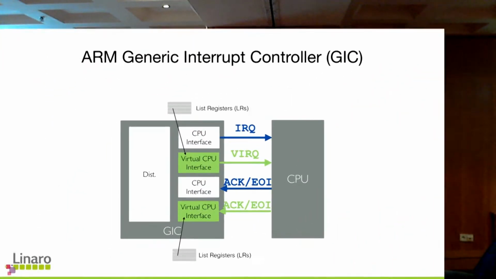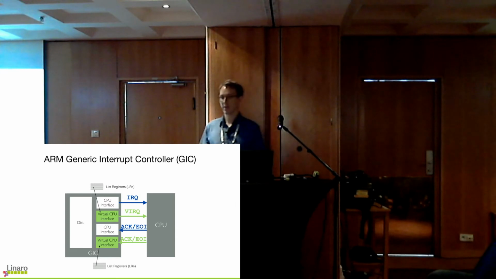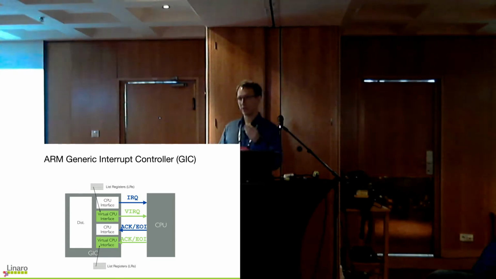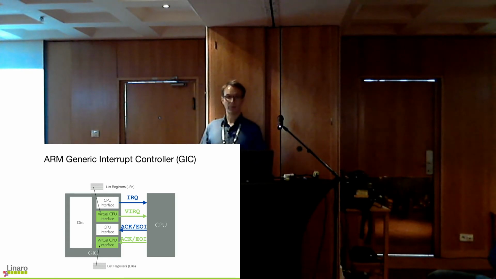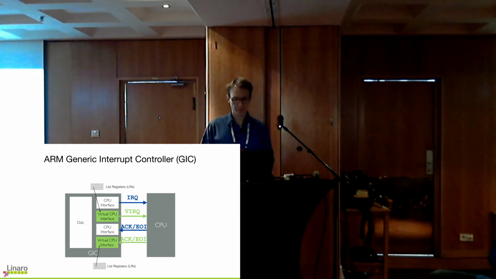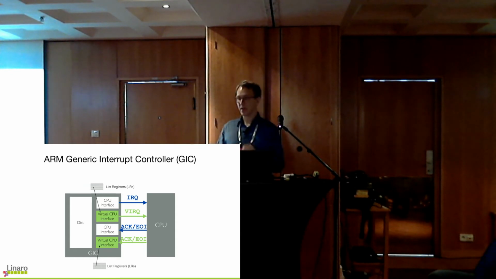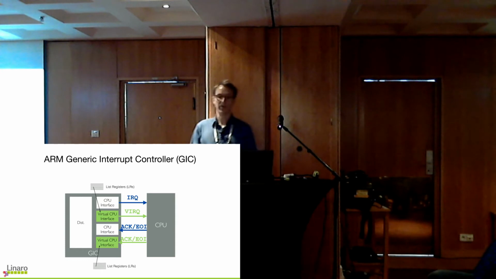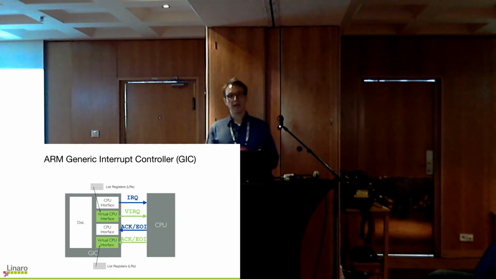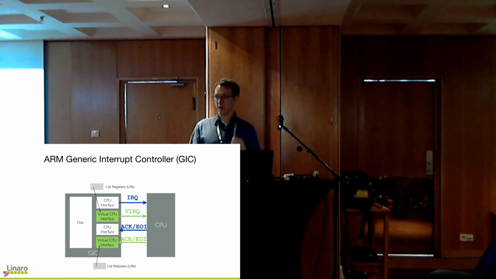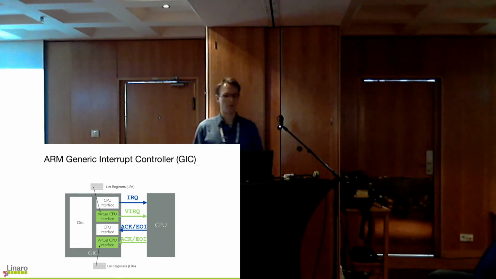The GIC has support for virtualization. The way that works is that you can signal virtual interrupts to CPUs using a dedicated virtual interrupt signal to the CPU. And the CPU can then ACK and EOI those virtual interrupts without trapping to the hypervisor. Virtual interrupts don't come from physical devices. They typically come from emulated devices, so they're programmed by software. The way that works is that the hypervisor can write into special registers on the GIC called the list registers and say, please signal this virtual interrupt to the VM when it's running.